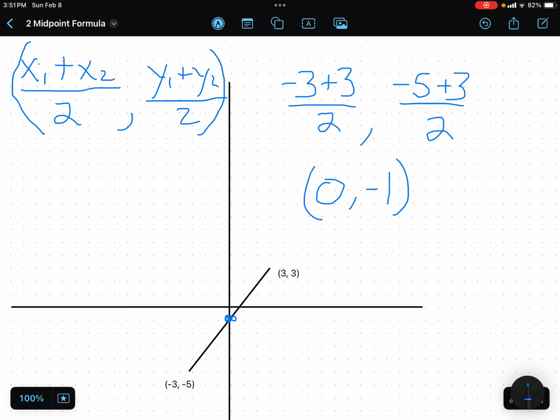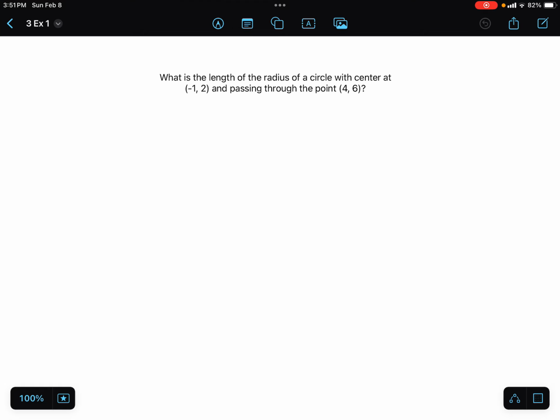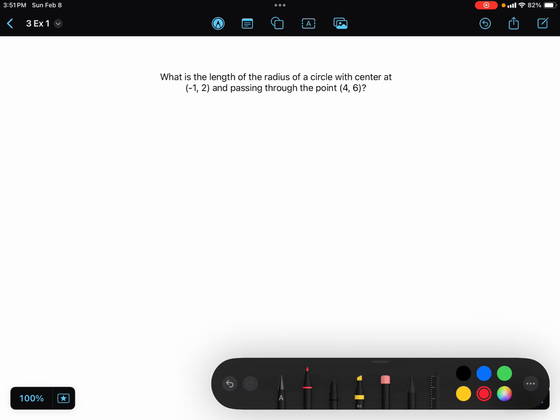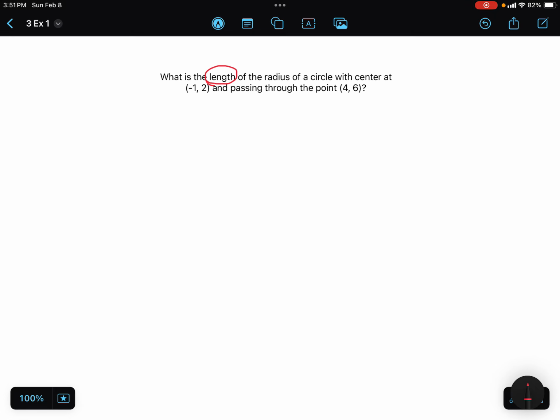Now, how might we see this in action for circles? Well, here, what is the length of the radius of a circle with a center at negative 1, 2, and passing through the point 4, 6? Well, okay, so the length of the radius, that's what we want. We are interested in the length, and we have 2 endpoints. So length is distance formula.